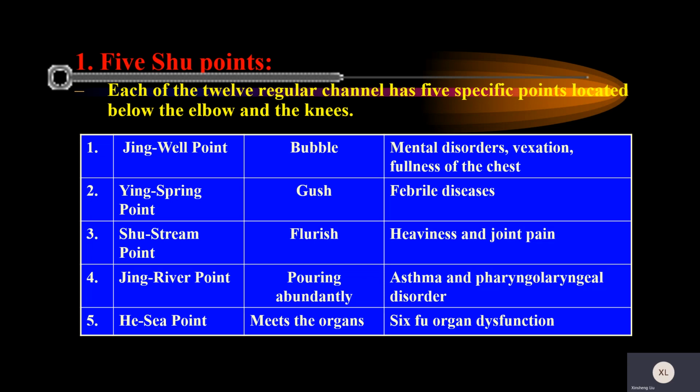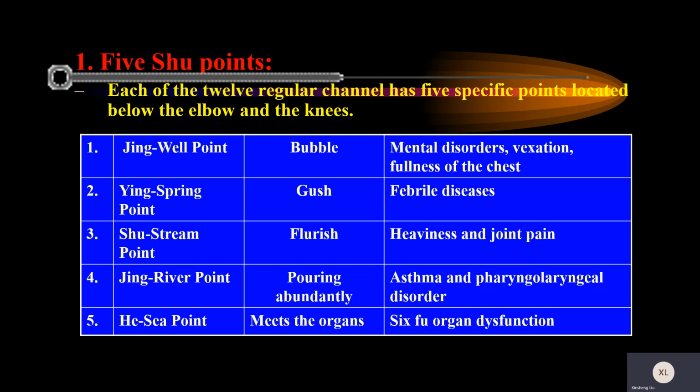The water becomes bigger and bigger, a little heavier. So the yin spring point is a good point to clear heat, for febrile disease, a lot of heat in the body. Number three, the shoestring point is the flourish. Flourish, the water becomes more and more, right? So it treats body heaviness and joint pain. The shoestring point is a very good painkiller point.